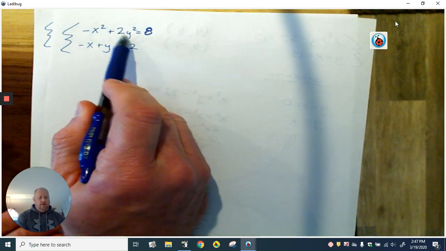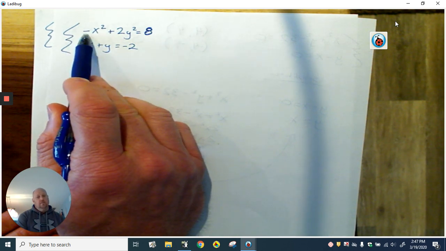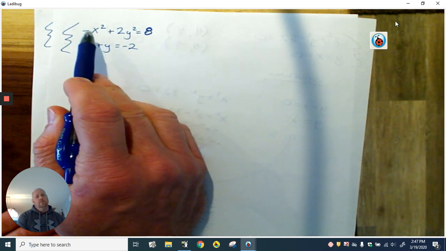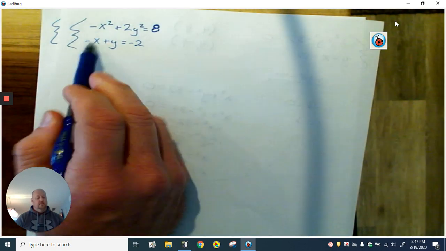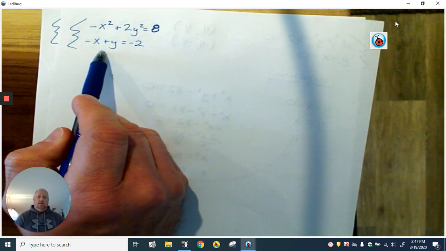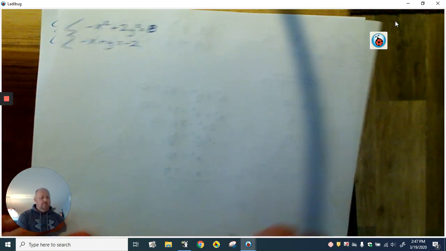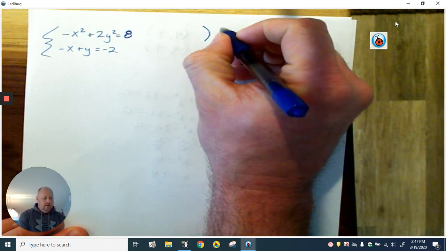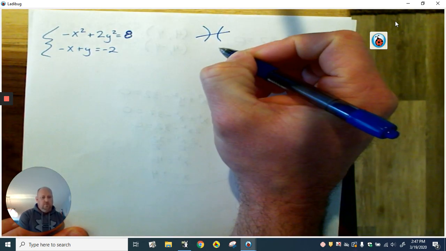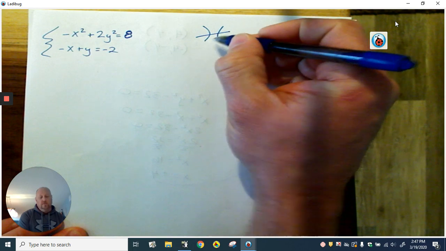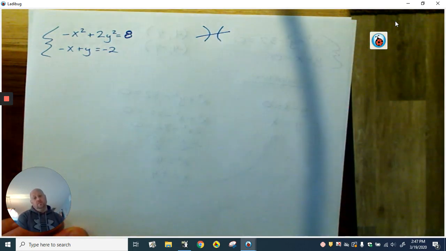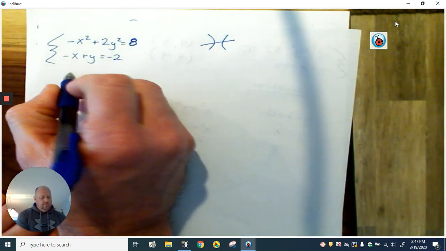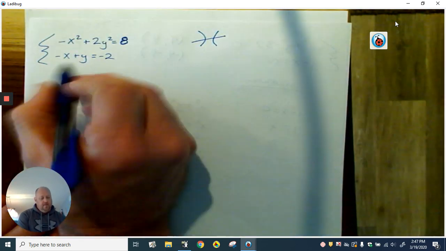Now, I've got a positive y squared and a negative x squared. If I flip-flop those, it'd be y squared minus x squared. So this is going to be a hyperbola. And then I have a line. Well, a hyperbola and a line, yeah, you could have two solutions. But it doesn't have to be two solutions. It could be no solution or it could be one solution. Okay, so let's see what happens here.